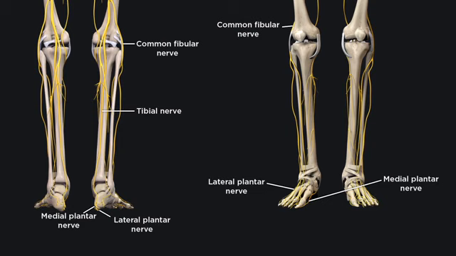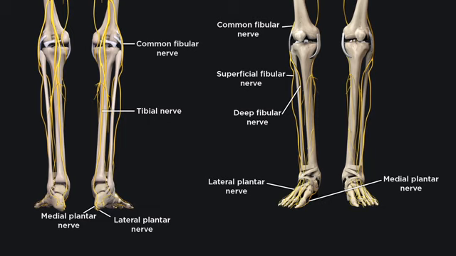The common fibular nerve supplies a portion of one of the hamstring muscles we'll study, and then, just inferior and lateral to the knee, the common fibular nerve splits into a superficial fibular nerve and a deep fibular nerve. Now, the superficial fibular nerve supplies the muscles of the lateral compartment of the leg, as well as most of the skin of the anterolateral leg and the dorsum of the foot.